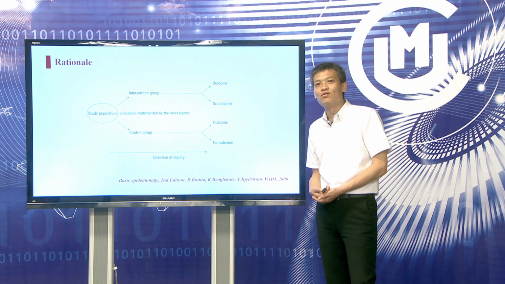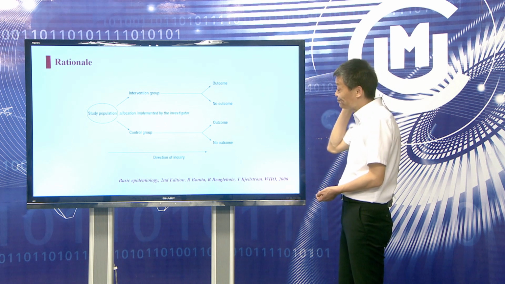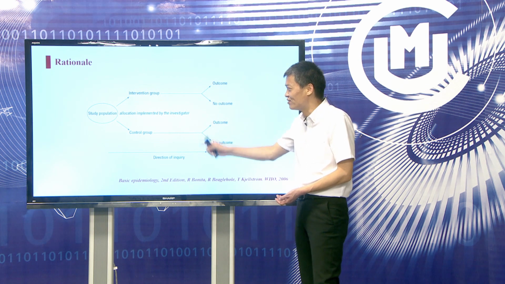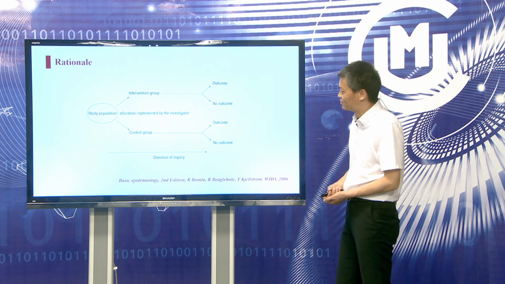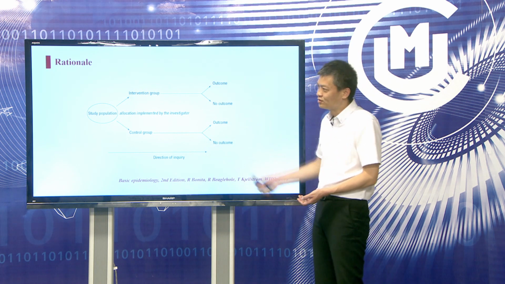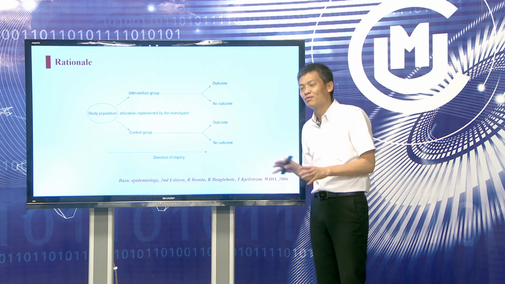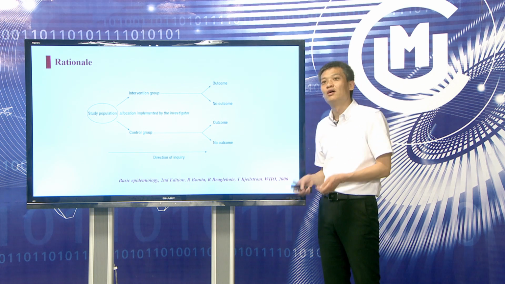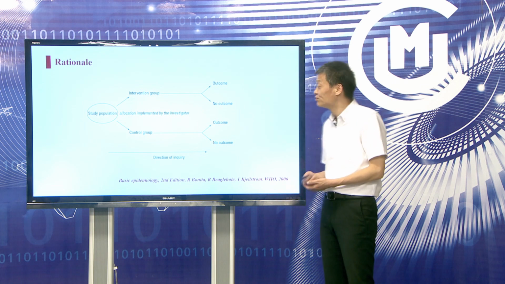This is the rationale of RCT. The starting point is the study population, and then the study population will be randomly allocated to the intervention group and the control group. Then follow up to get information about the outcomes, then compare the incidence of outcomes between the intervention group and the control group.